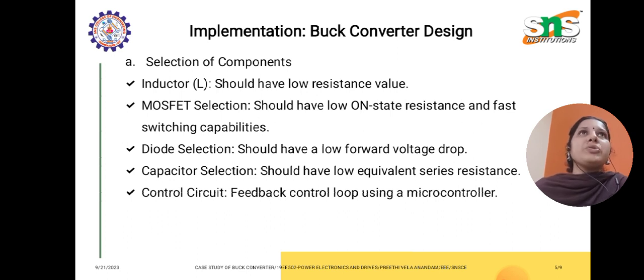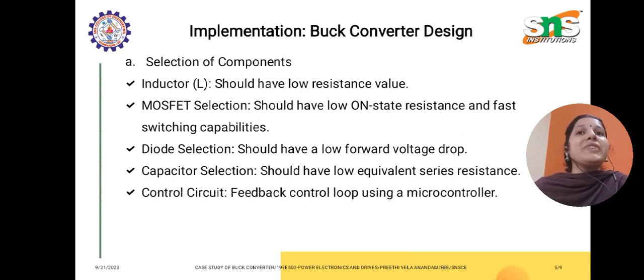Before that, we should know the buck converter design. Let's see the selection of the components. Inductor L. The inductor L is selected to ensure a suitable current ripple. It should be designed to handle the required output current without saturating and should have a low resistance to minimize the power losses. And next one is the MOSFET selection.